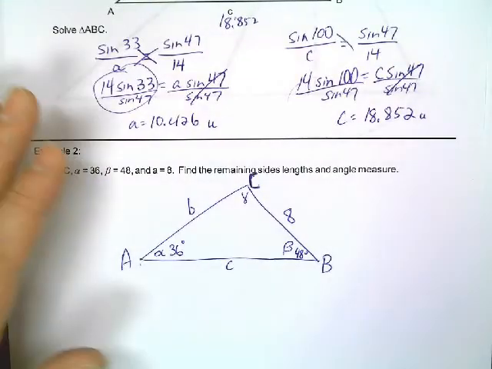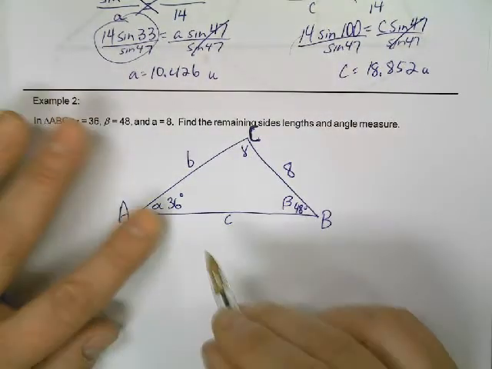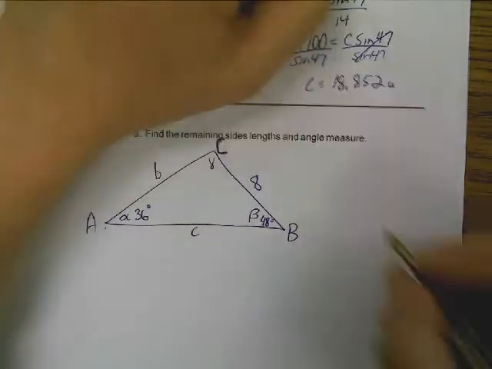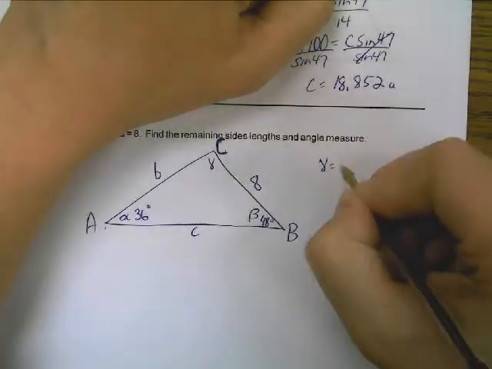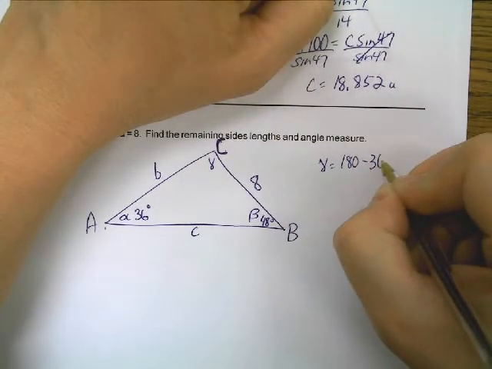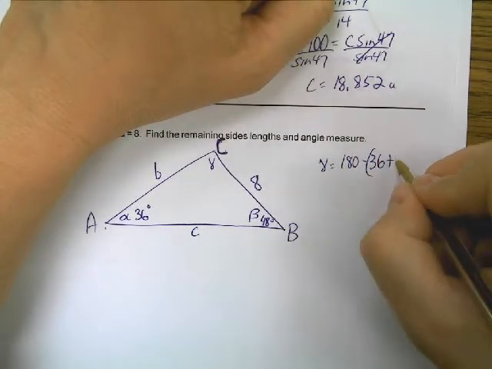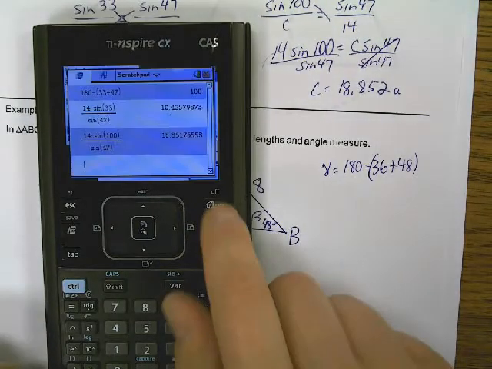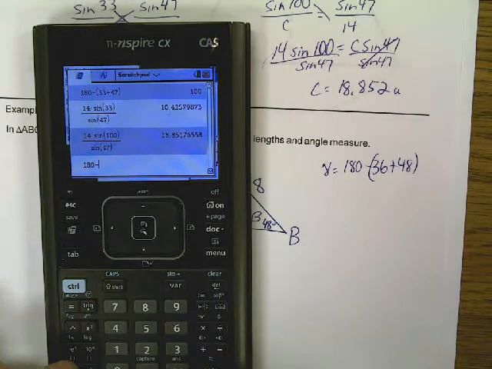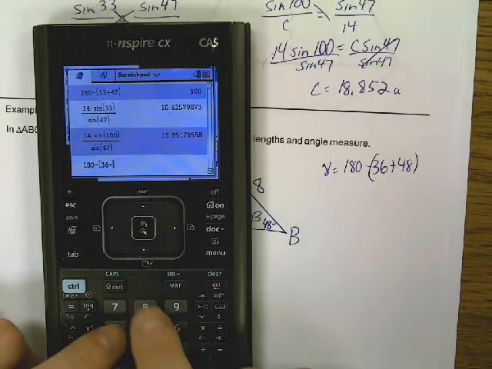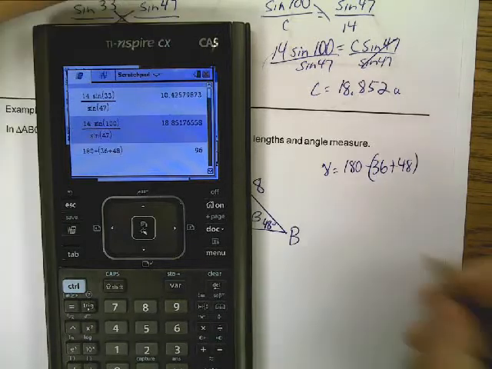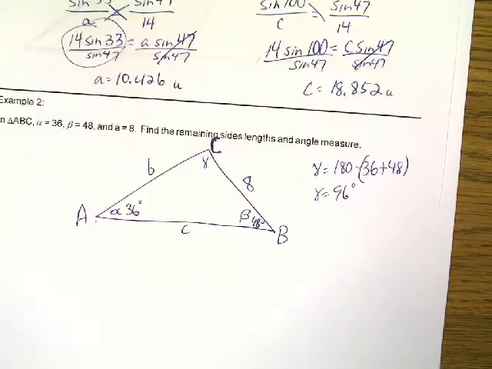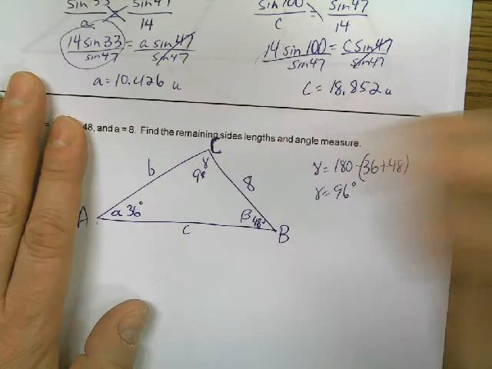Okay. So again, because we have two angles, I'm going to find the missing angle first because it's super easy to do. So I'm going to do gamma is 180 minus 36 in parentheses plus 48. Let's type that in real quick. 36 plus 48. There we go. So gamma is 96 degrees. I'm going to go ahead and put this in my picture. 96.